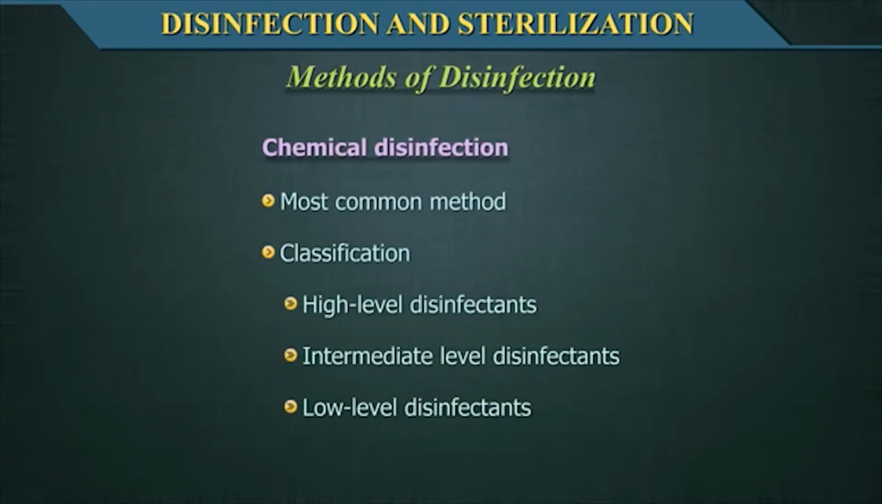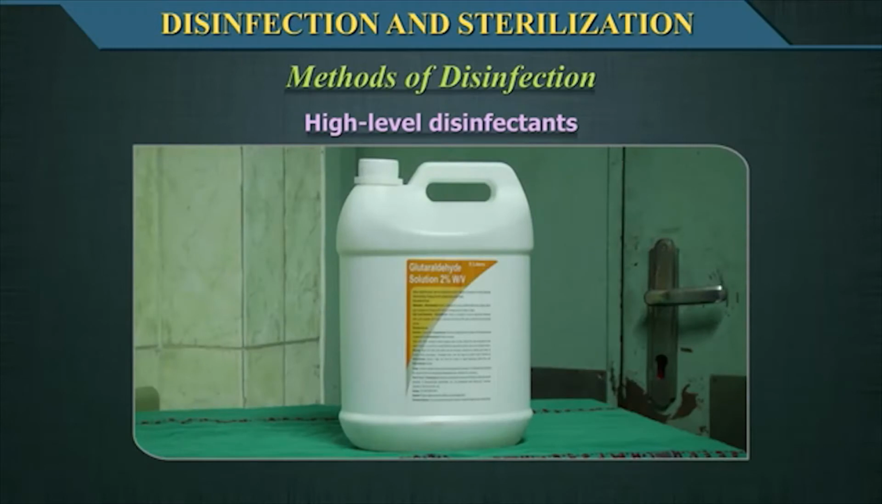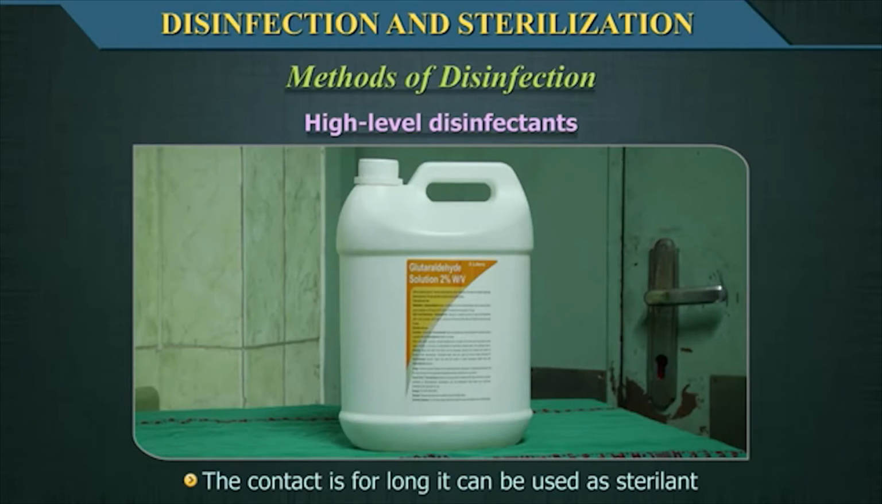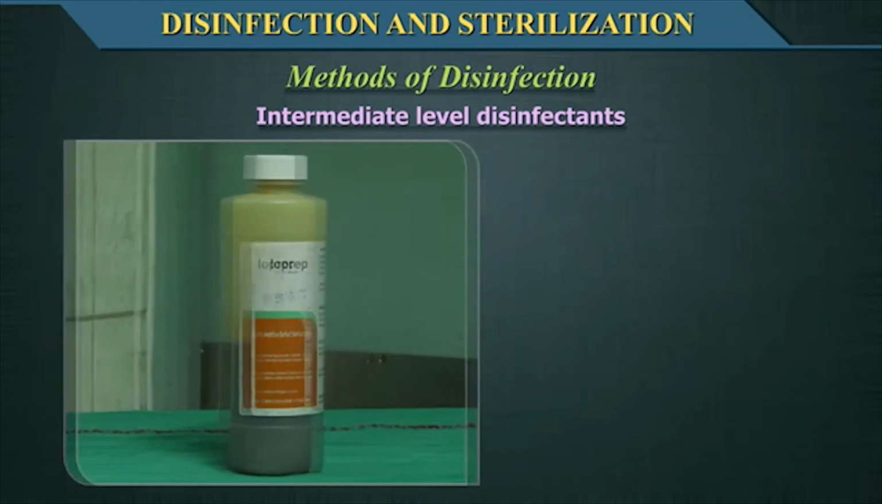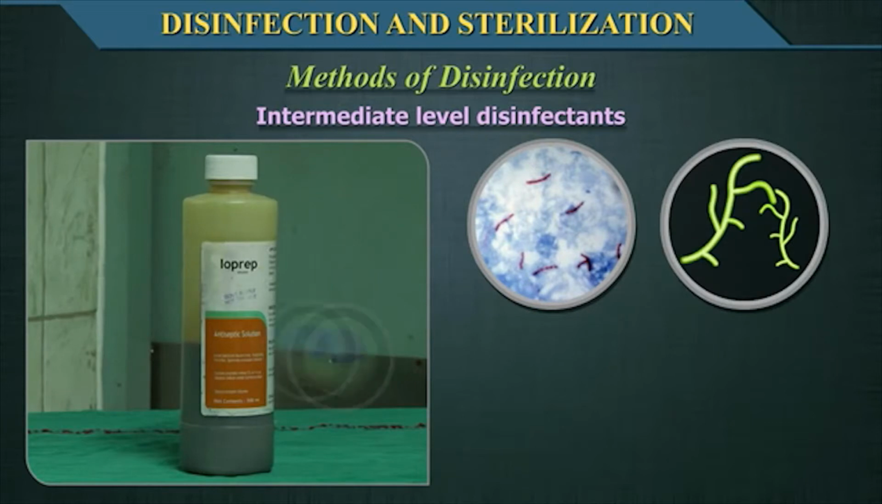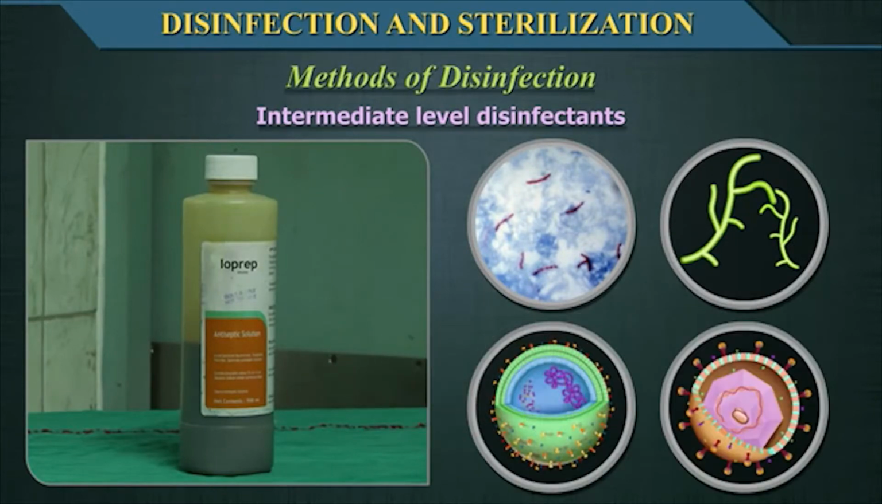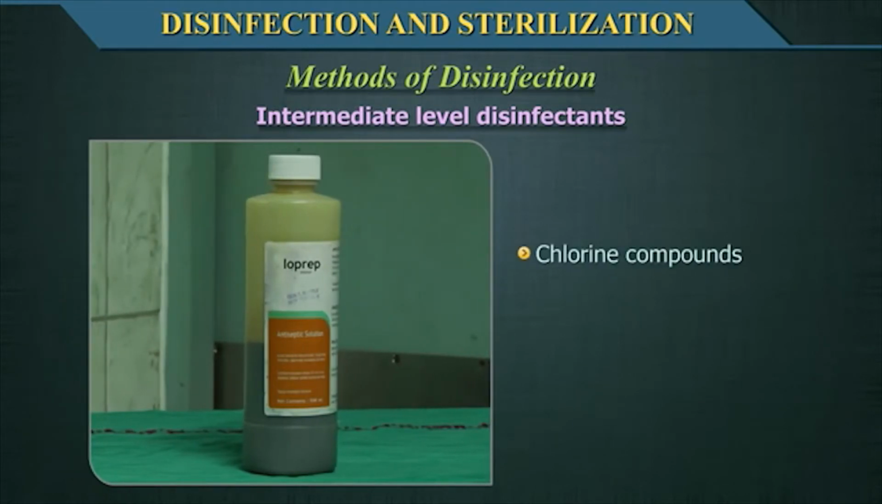One of the most common methods of disinfection is by using chemicals. They are classified as high-level disinfectants, characterized by being sporicidal, and if the contact is long, they can be used as a sterilant, for example, glutaraldehyde. Intermediate-level disinfectants do not have the capability to inactivate a large number of bacterial spores, but are effective against M. tuberculosis, fungi, lipid and non-lipid viruses, and hepatitis B virus. For example, chlorine compounds, phenolics, isopropyl alcohol.